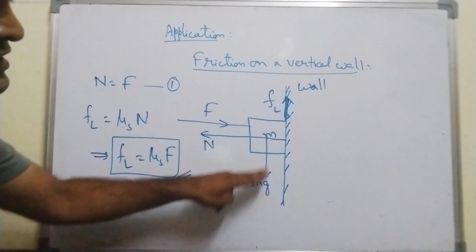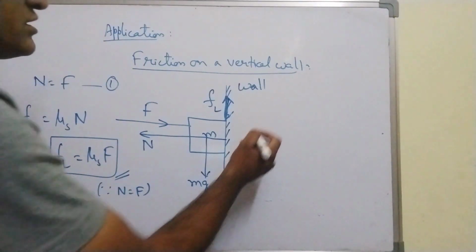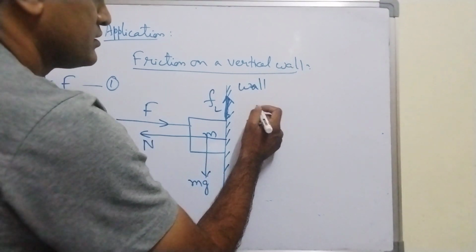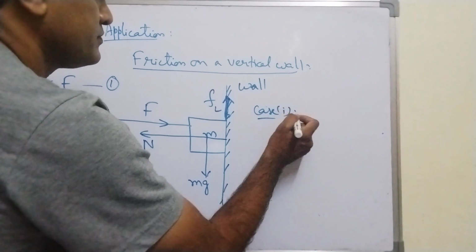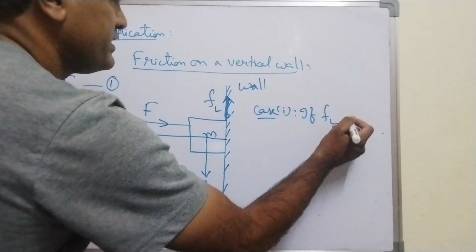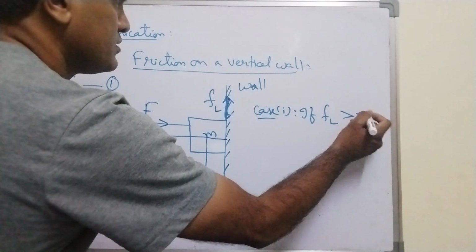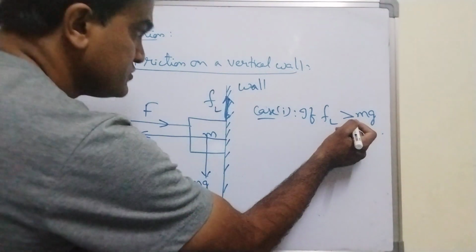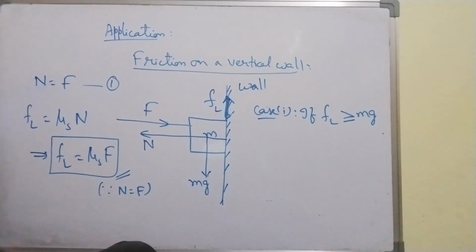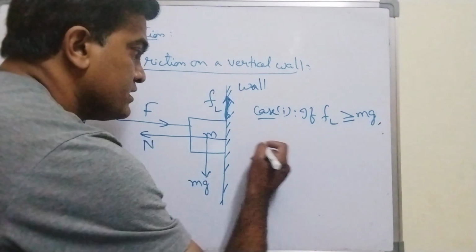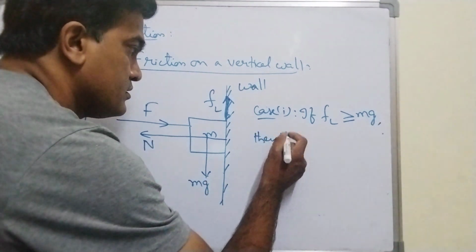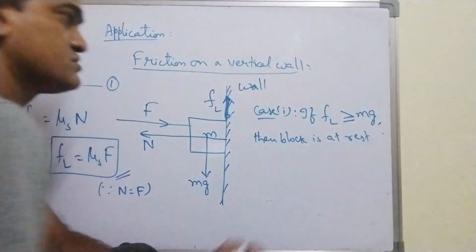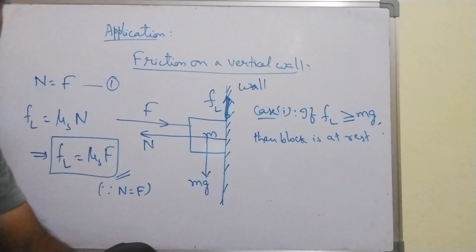So, as it is not falling, I can say that case 1 is, if limiting friction is greater than mg, or I can say FL is greater than or equal to mg, then the block is at rest.